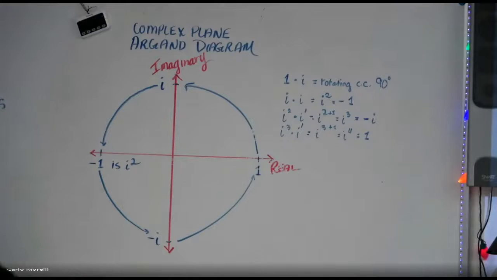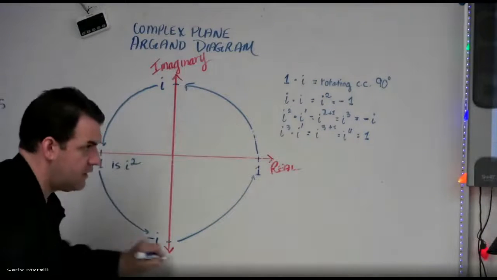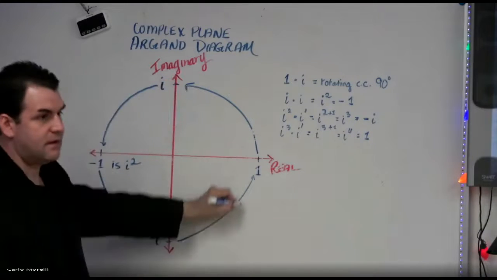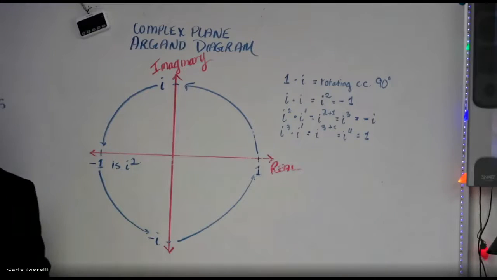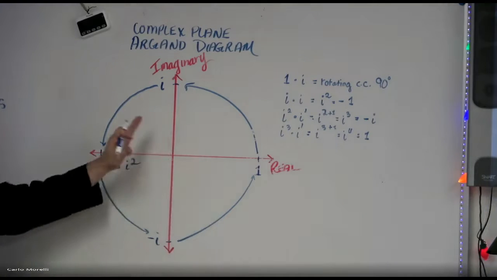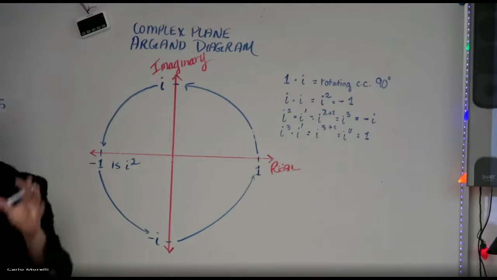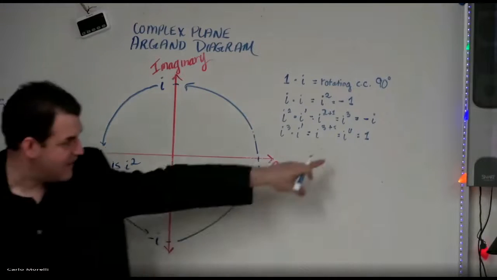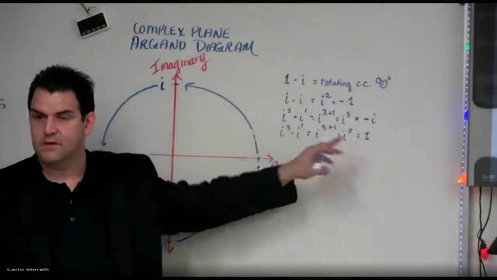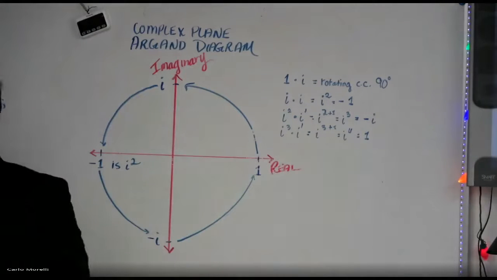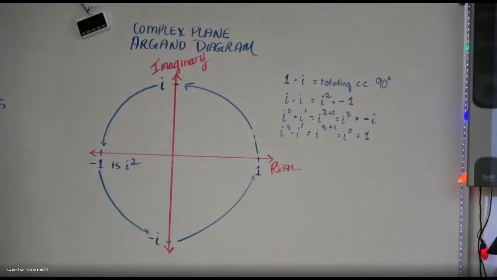All you're doing is rotating through 4 quadrants, 360 degrees. Notice that there are 4 rotations happening. So think about it this way. Every 4th rotation, you're back at 1. So let me show you the trick that is never taught, okay?